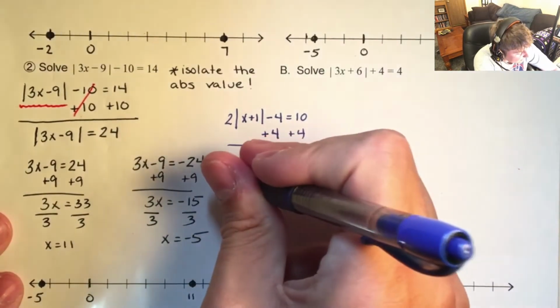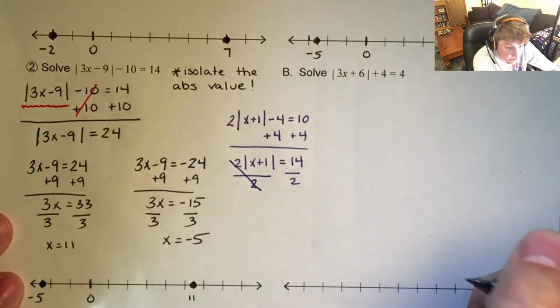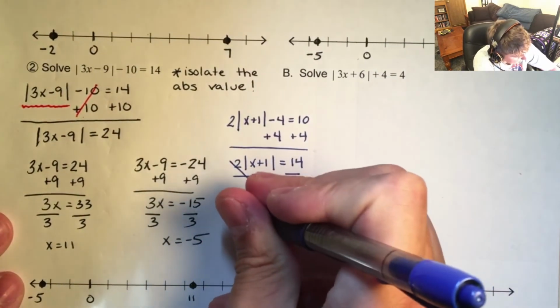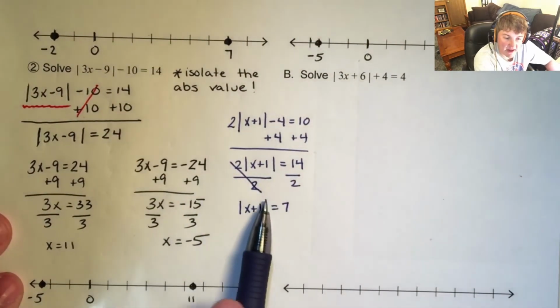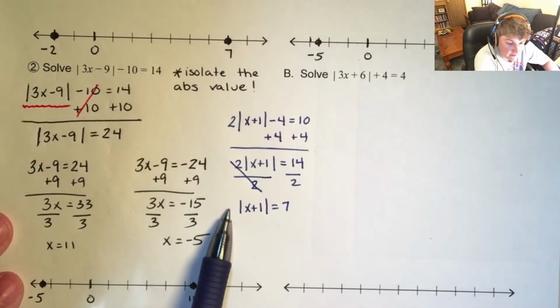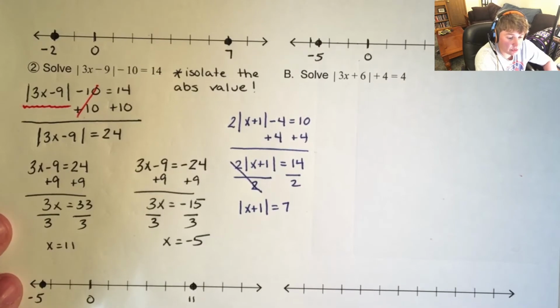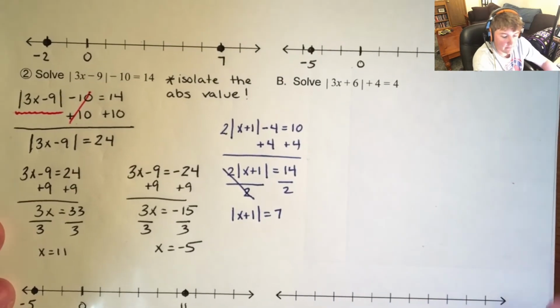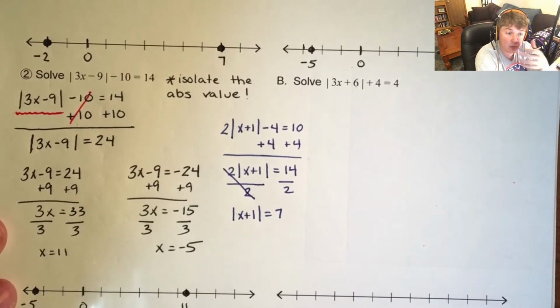Hopefully we can all come to a little consensus here and say that we need to divide by 2. Those will cancel each other out, and then we can solve that our traditional way. So if you ever have a number out front of the absolute value, that does mean multiplication, and we would need to divide to be able to do that. Okay, great time to pause the video, try letter B on your own, check it with me here now.